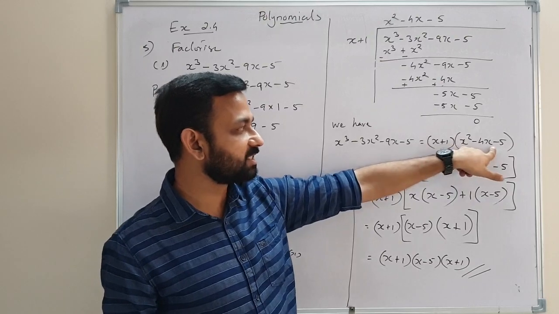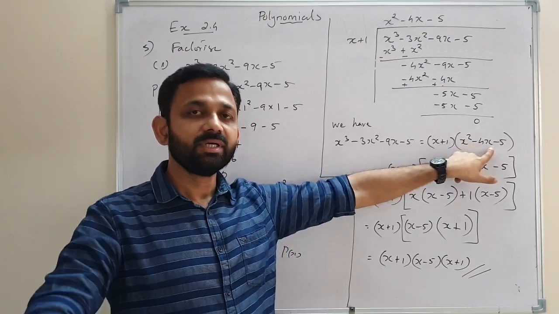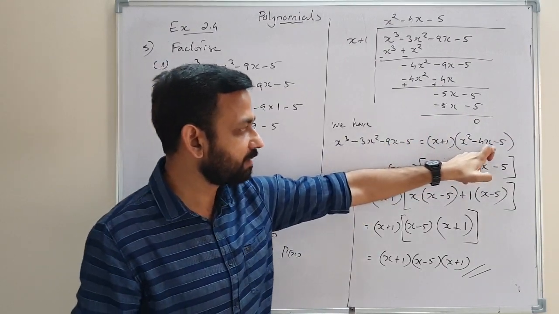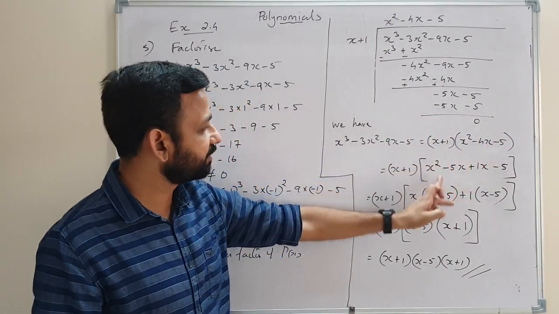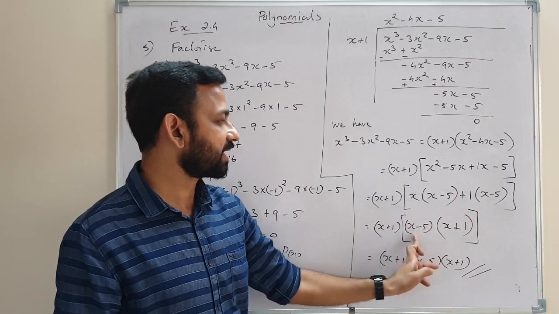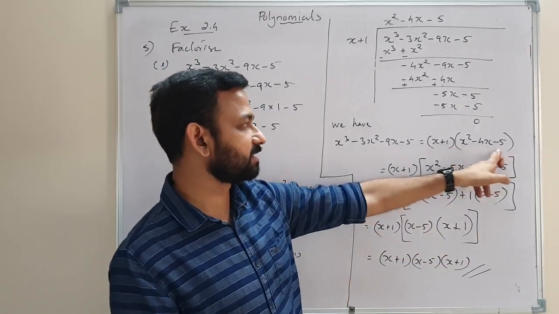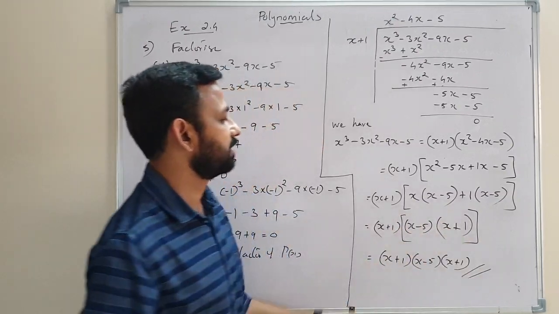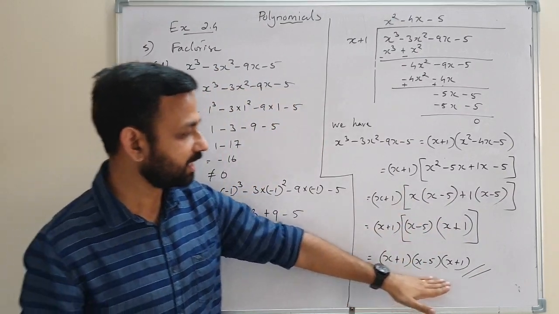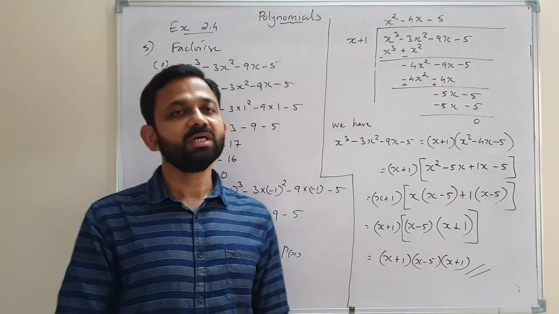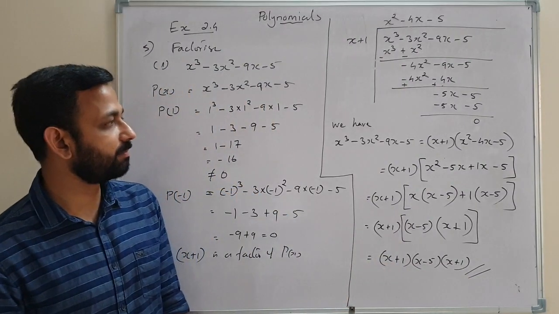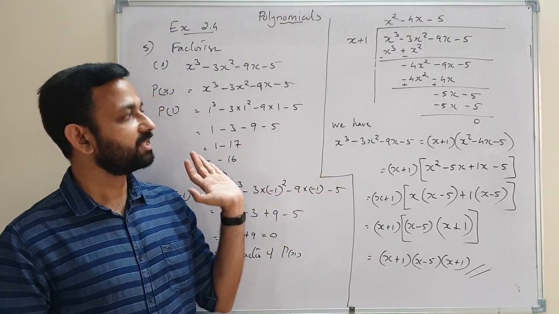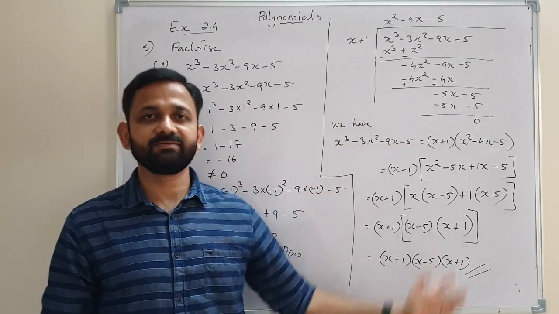Now we can factorize this one by splitting the middle term. In the previous video, I explained how to factorize a quadratic polynomial by splitting the middle term. So we factorize the quadratic polynomial x square minus 4x minus 5 as the product of x minus 5 and x plus 1. Just open the square bracket. Now we got the answer. So this is factorization of a cubic polynomial. One more question is there, the same method. So you can do it by yourself. Okay, thank you.